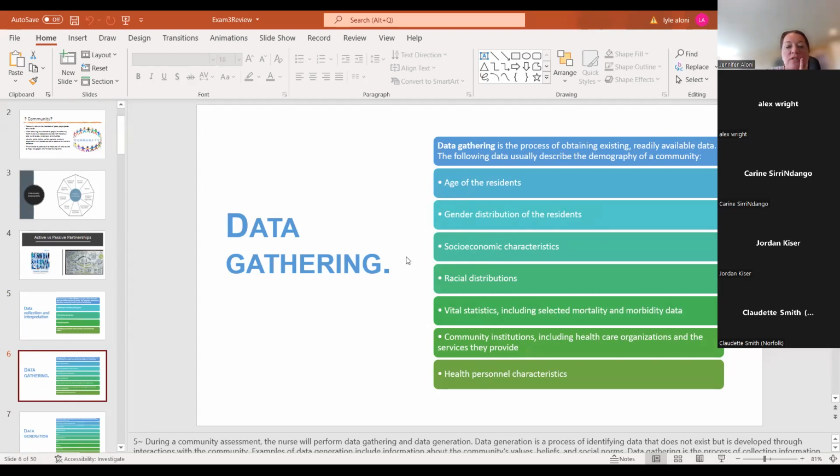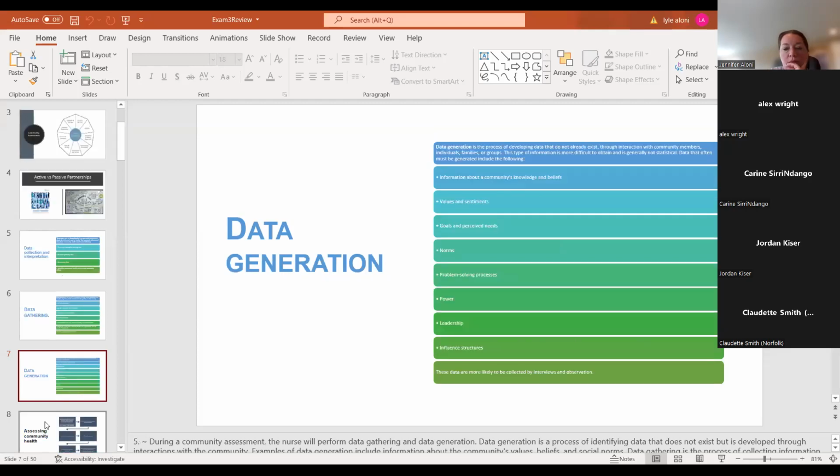Okay, so the question you may see might be something along the lines of select all that apply when doing data gathering. It's not going to be that easy, but something like that. Okay. And then we'll skip that one.